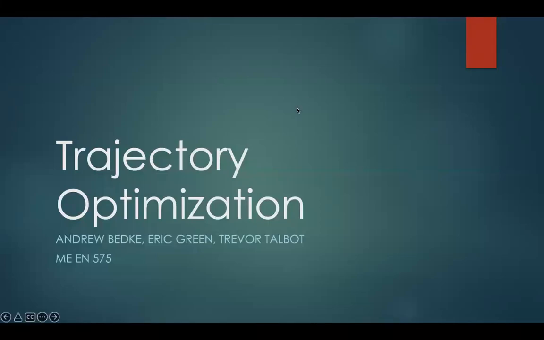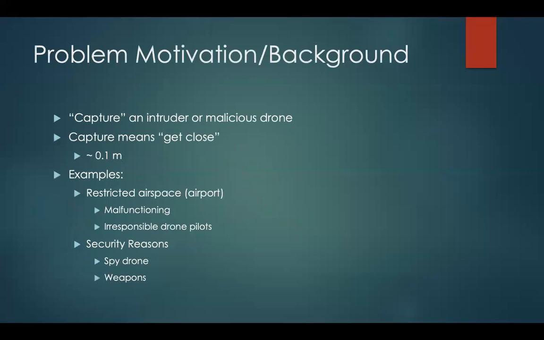And so our project was to optimize the trajectory of a drone in this case. Given two drones, one friendly and one malicious, we wanted the friendly one to capture the malicious drone. What we mean by capture is get close. We didn't really go into detail about how exactly the capturing would take place, whether it would be a net or a projectile. We really didn't want to get into that. And so for our purposes, we say it captures it when it gets close enough, within about 0.1 meters.